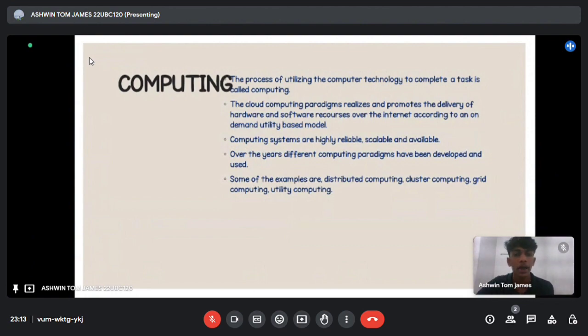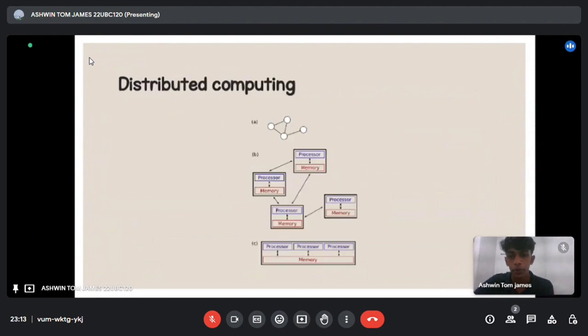Over the years, different computing paradigms have been developed and used. Some examples are distributed computing, cluster computing, grid computing, and utility computing. So, distributed computing.